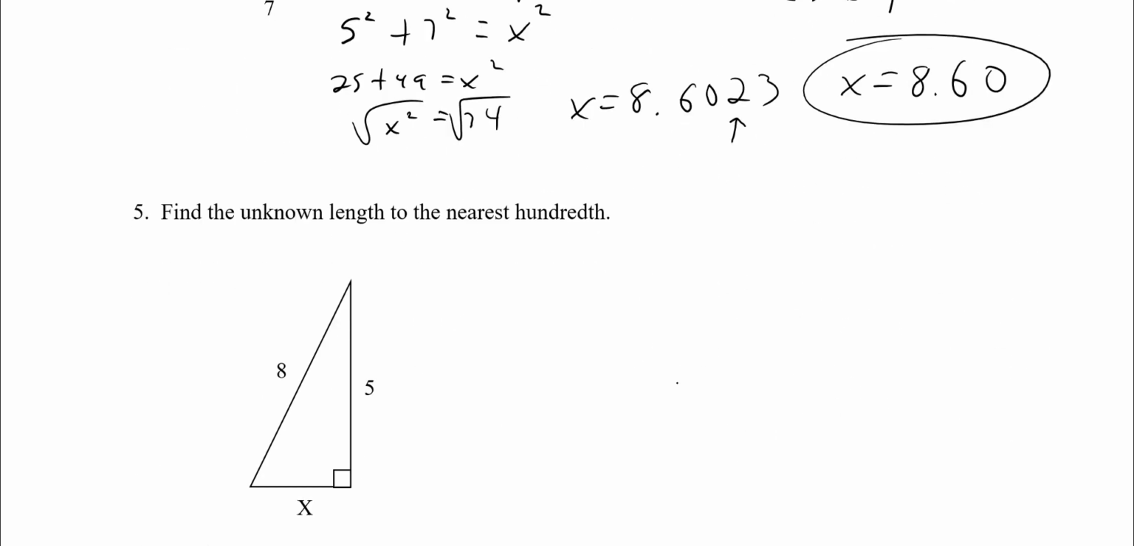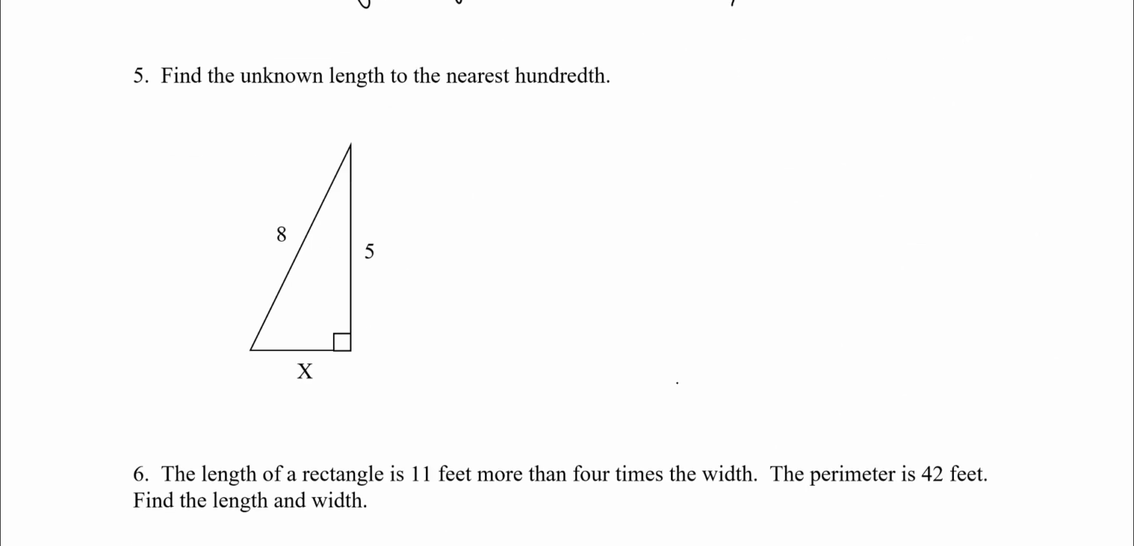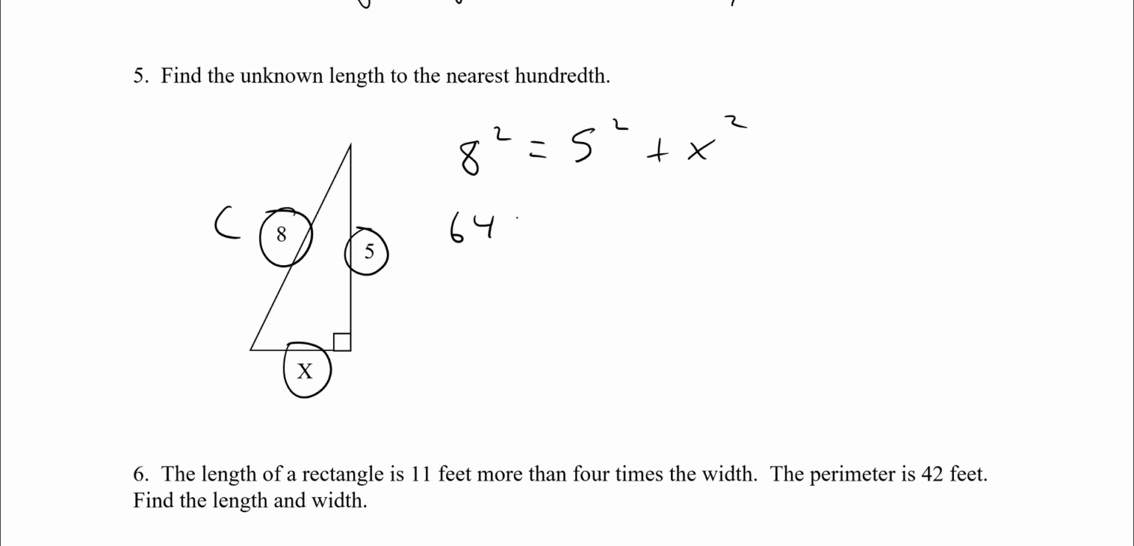Okay, let's move on to the next one here. Same thing, but of course, this is our C right here, right? So we're going to say 8 squared equals a squared. And it doesn't matter which one a and b is. A and b are the legs of the triangle, so that doesn't matter. So I'm going to put 5 squared plus x squared. All right, so I get 64 equals 25 plus x squared. Solve for x squared, so minus 25.